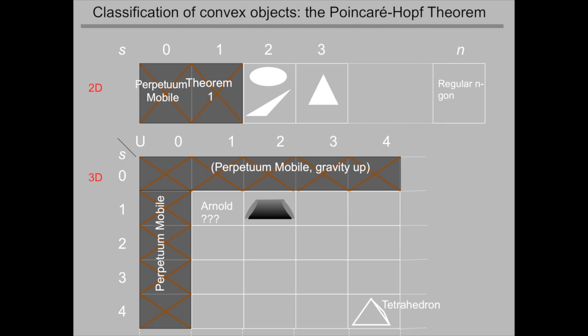And for any other class, we have an example, because for n larger or equal than 3, we have regular polygons, and for n equal to 2, we have an ellipse or whatever. In 3D, the situation is utterly different. We have a 2-dimensional matrix. This is my famous sausage. 4 and 4 is, for example, a tetrahedron, and Arnold was asking about this body.